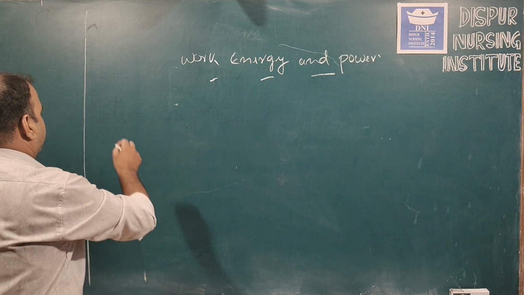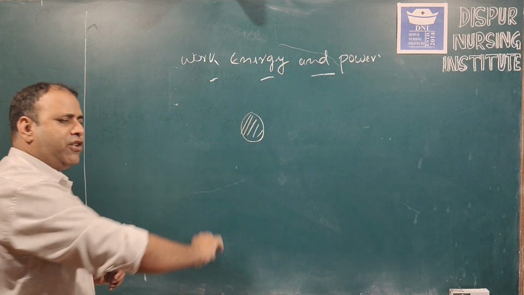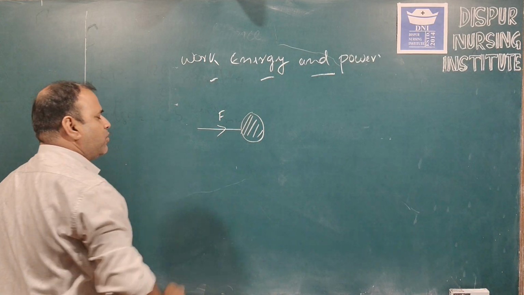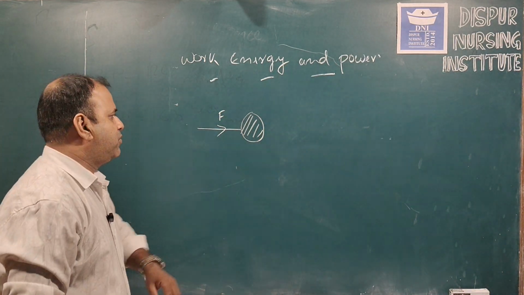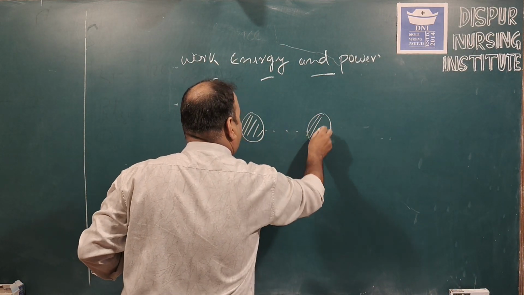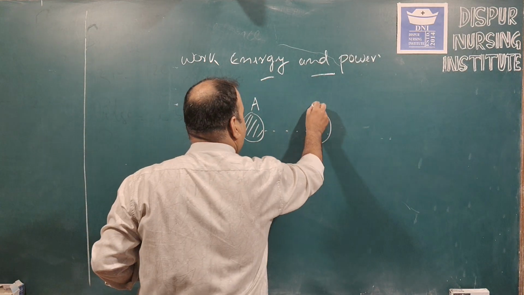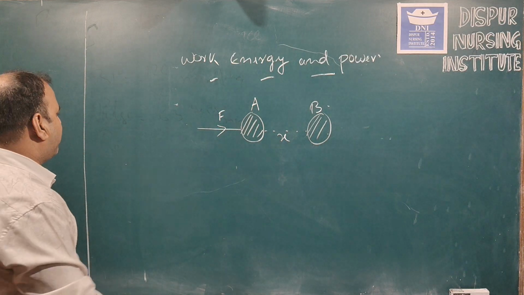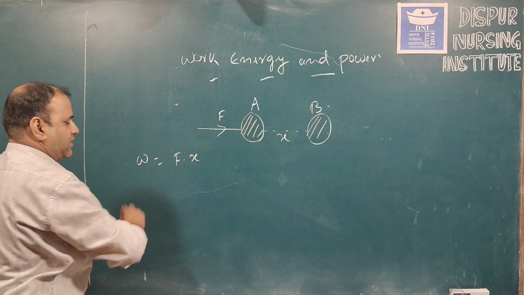So first, suppose this is a kind of object. If we consider this is an object, when a force is acting on the object, what will happen? Due to the force, the object will shift from one place to another place. Suppose the body is shifting from one place to another. So the initial position is A, and the final position is B. In this case you can see the displacement is here. Therefore work done will be F into X.